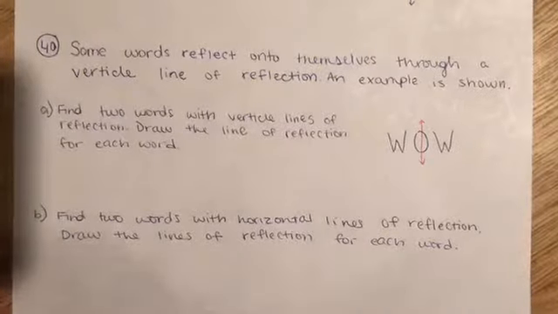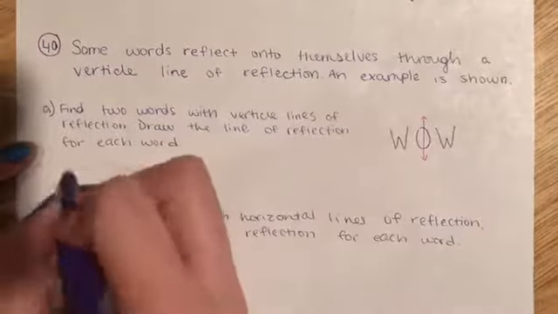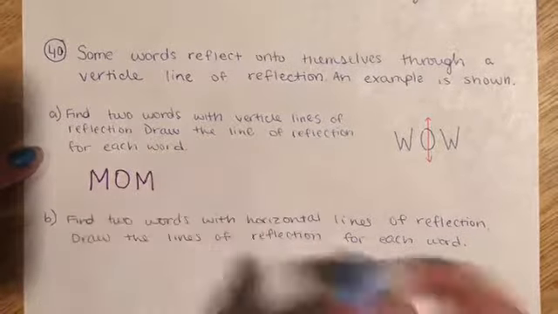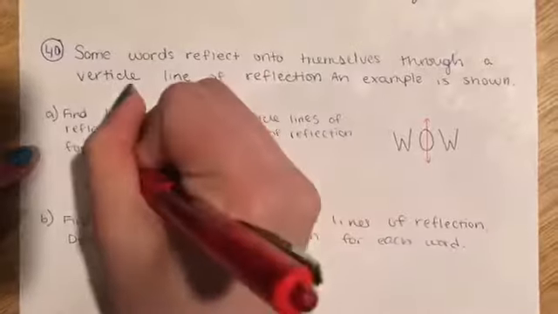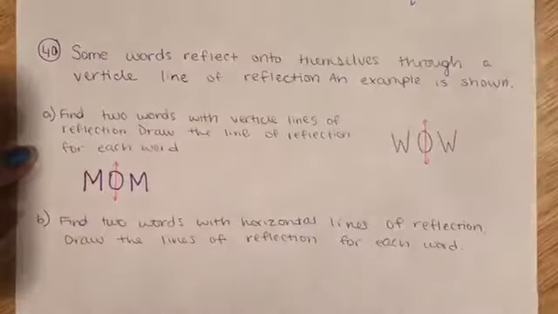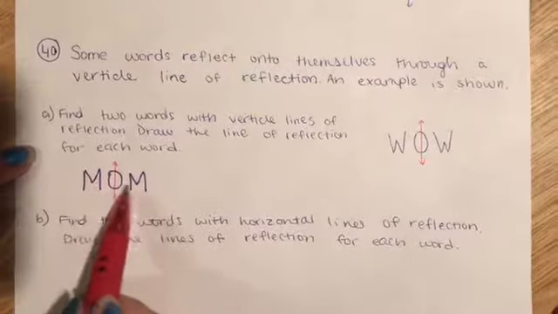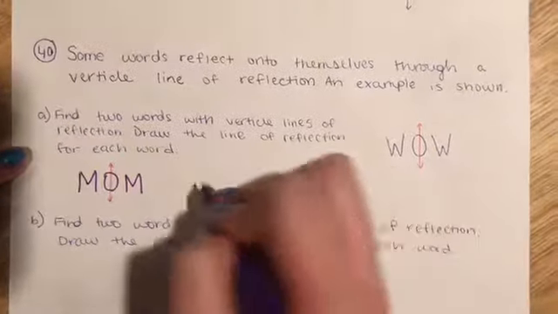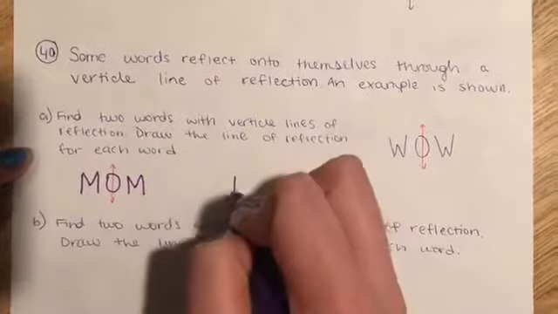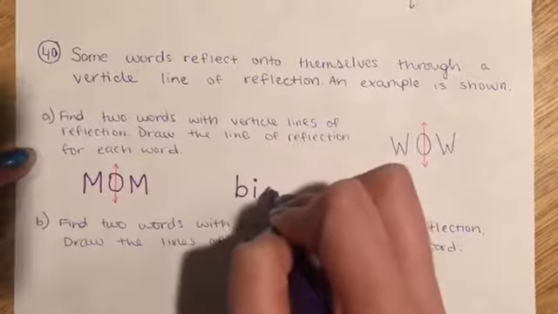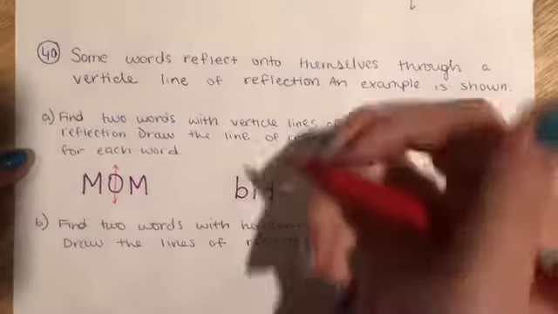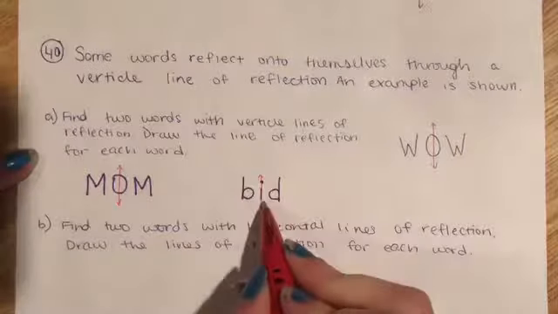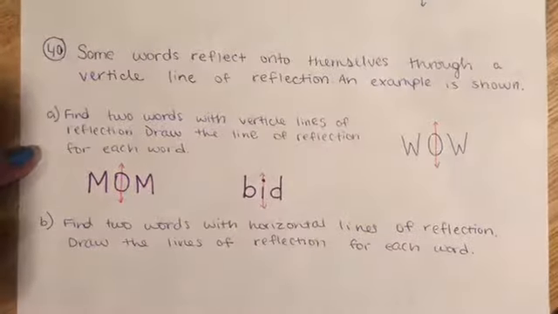2 words that have a vertical line of reflection would be mom, where the line of reflection would be on the O. Mom across would be mom. Another word would be bid, B-I-D. The line of reflection would be on the I. If you reflect it over the red line, it would be the same word.